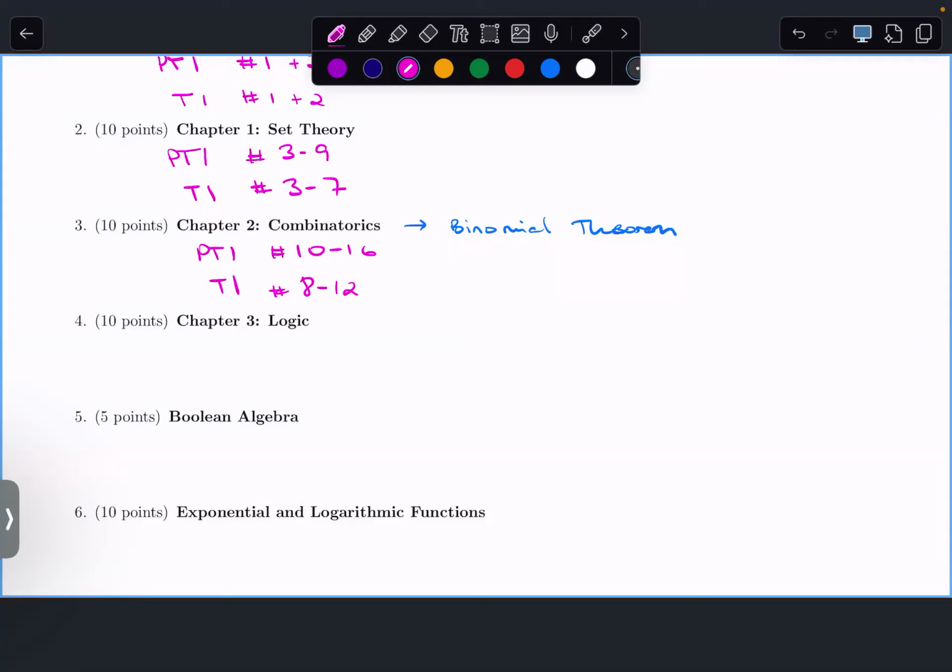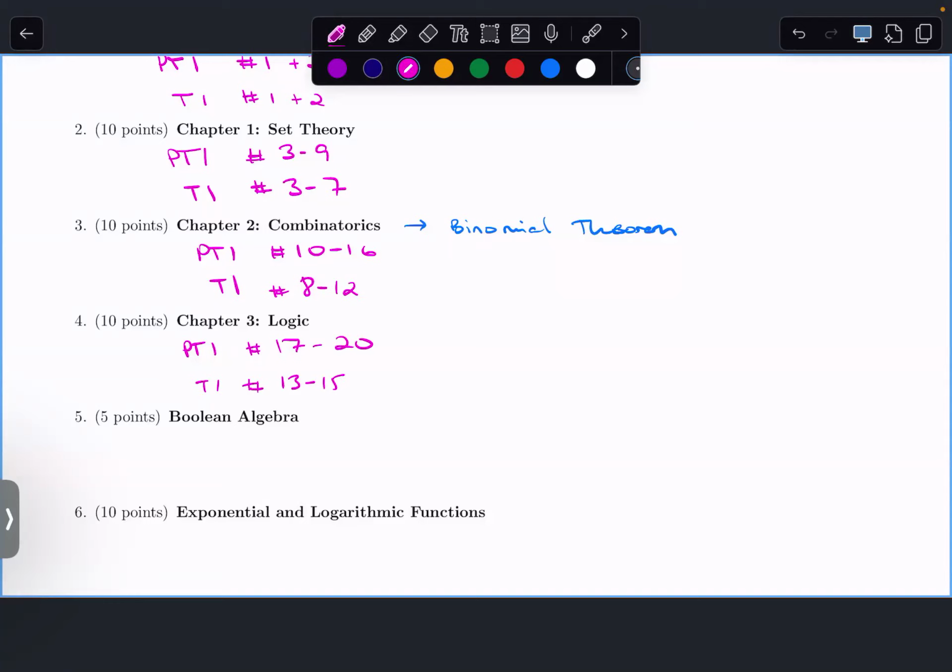Logic. Where did we see logic? It's everywhere. Practice test 1, picking up 17 to 20, and test 1, number 13 to 15. Just kind of broke it up. 13, I want to say, was find the converse, the contrapositive, and the inverse. And then 14 was negate some statements. And then 15 was a truth table, I think.